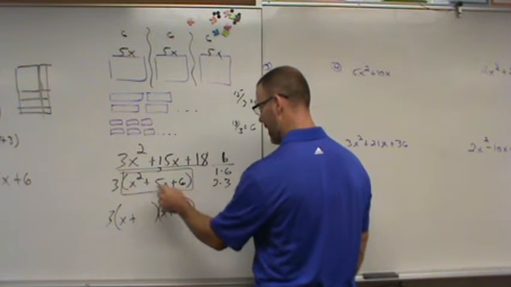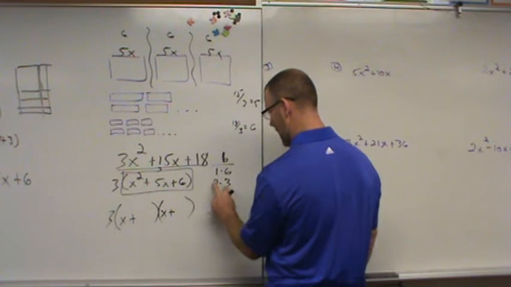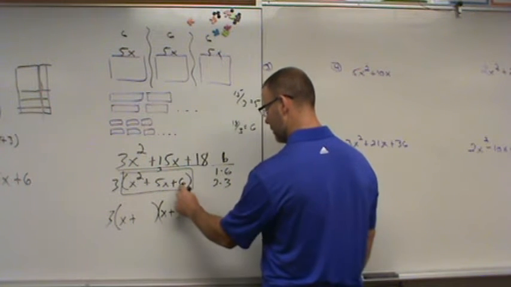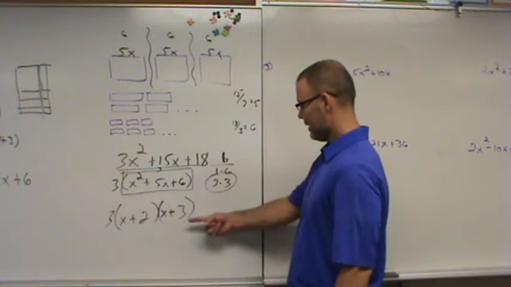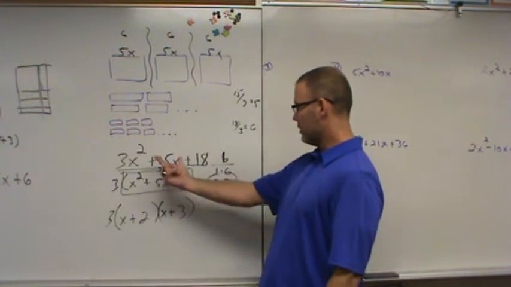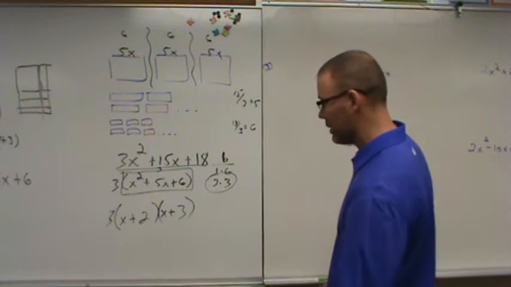What factors give me positive 5 when I add, but when I multiply, give me positive 6? The answer is 2 and 3. So x plus 2, x plus 3. Here's the factored version. Here's the entire version. Again, we're factoring now.